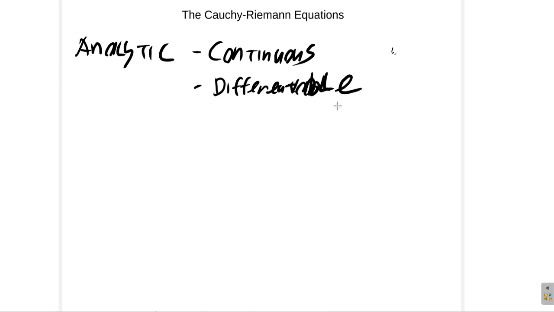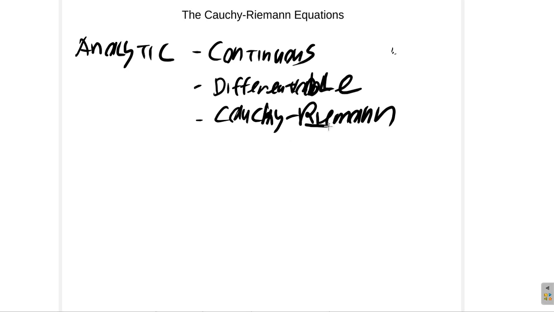It must be differentiable. And then, of course, it must conform to the Cauchy-Riemann equations. It must satisfy the Cauchy-Riemann equations, right? All right.